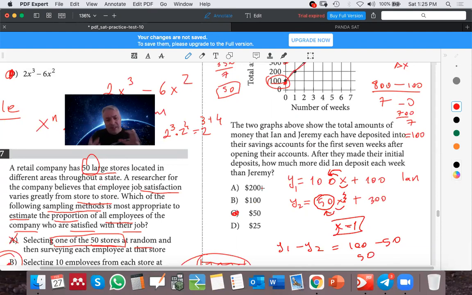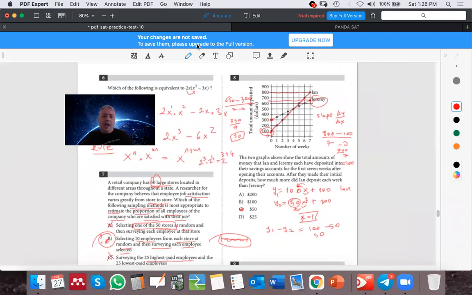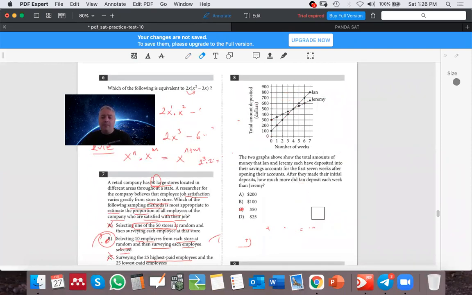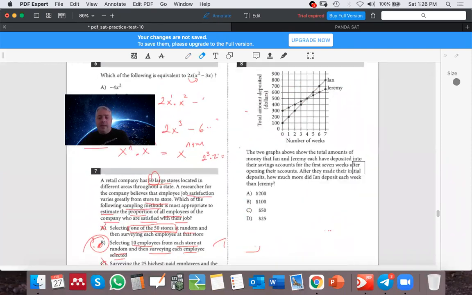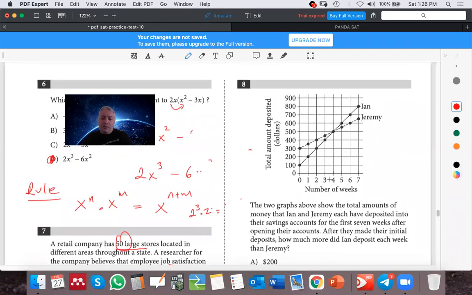This is more theoretical. Now I want to tell the practical way. If there is no question about this, I want to talk about the practical way. What is a practical way? We are talking about which one is greater. Ian's deposit is written first, Jeremy is second.